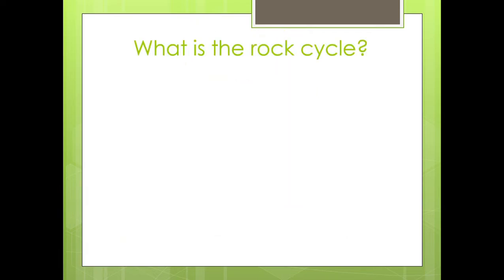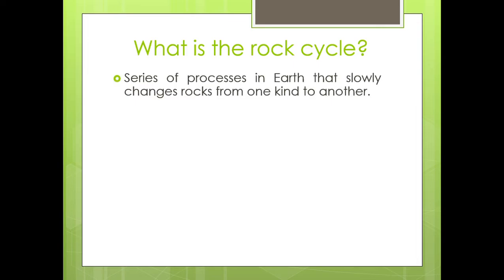All right, so first of all, we have a very big question. What is the rock cycle? The rock cycle is a series of processes in Earth that slowly changes rocks from one kind to another. You have to notice that Earth is in constant change. And of course, rocks are interacting with several forces and several resources from the environment.